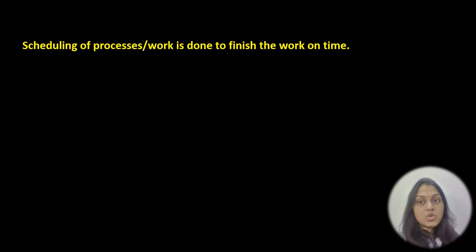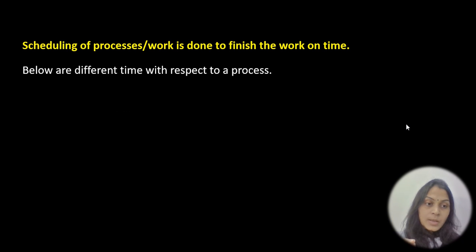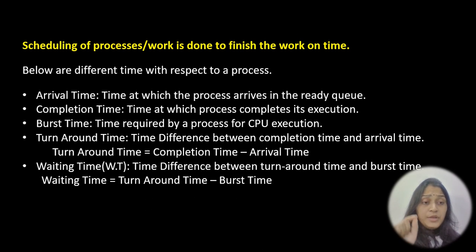Coming to the next, scheduling of processes is done to finish the work on time. Here are some formulas with respect to the process. The different times with respect to the process start with arrival time. That is, when I arrived to the class, at what time I arrived. Say 3 o'clock is one class, 5 o'clock is another class. So 3 is the arrival time: at 3 o'clock I entered into the class, at 5 o'clock I entered into the class.